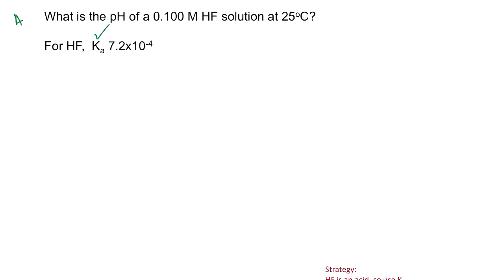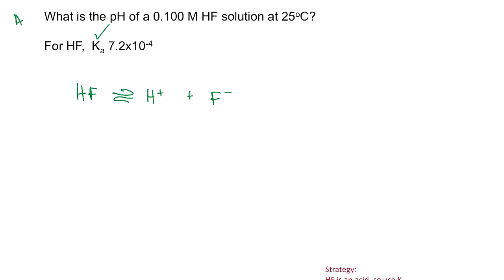So since we're given the Ka for an acid, it makes sense to write out the actual chemical reaction for an acid dissociation. So we can take HF, dissolve it in water, we get H plus and its conjugate base, F minus.